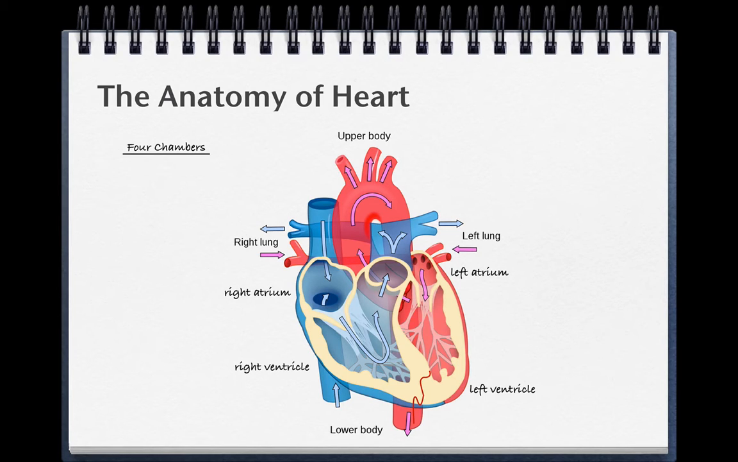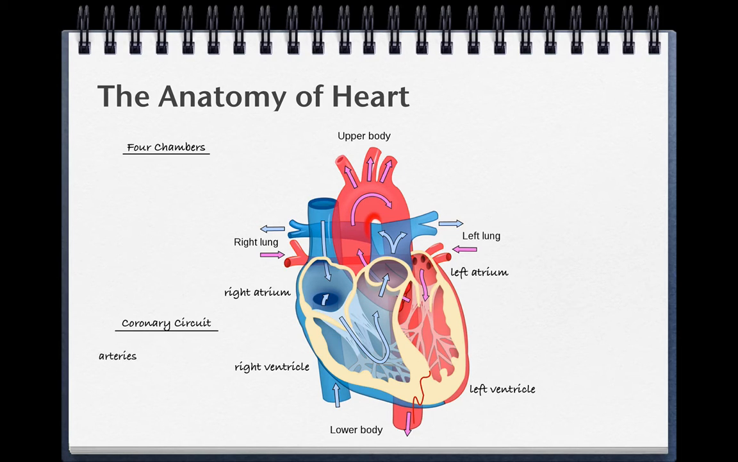Now that we've looked at the anatomy of the heart, let's look at the three loops of the heart. There are the pulmonary circuit, the systemic circuit, and the coronary circuit. Let's look at the coronary circuit first. The coronary circuit is when the blood flows from the heart to the muscle of the heart and back. So it's basically the blood flow within the heart.